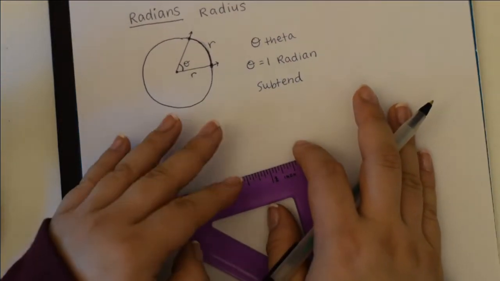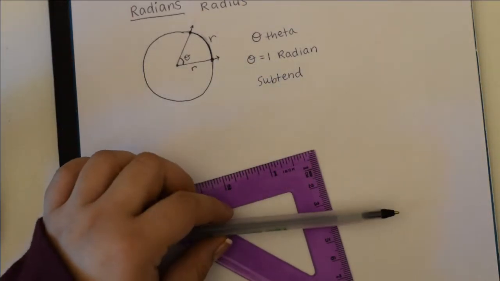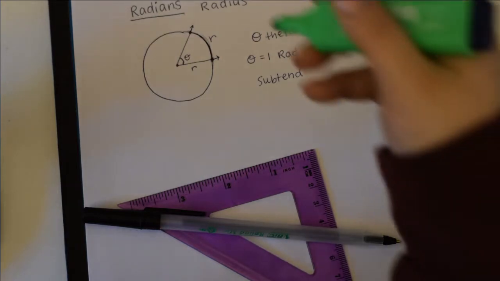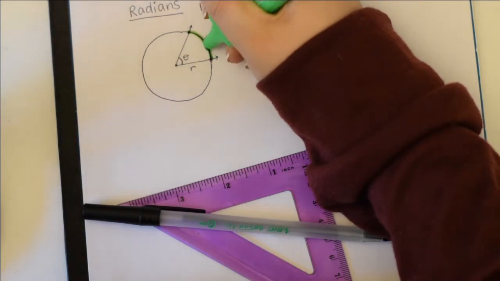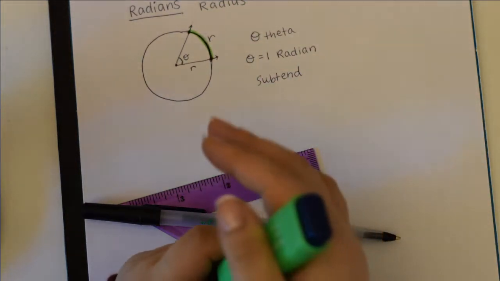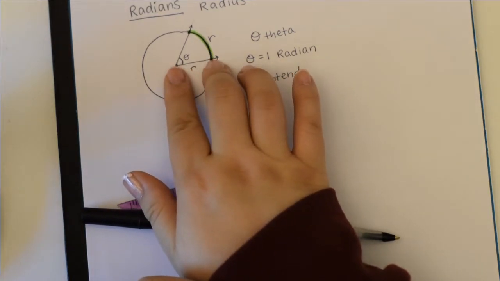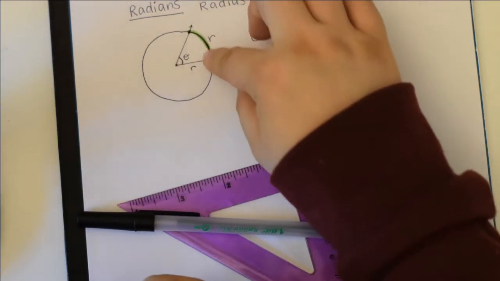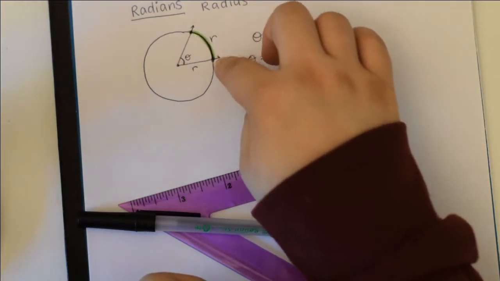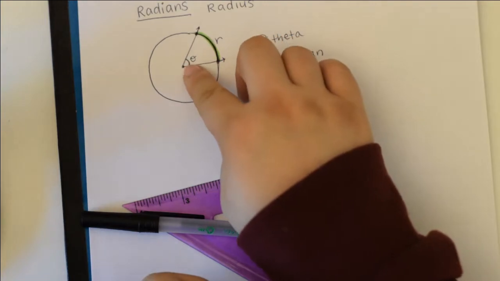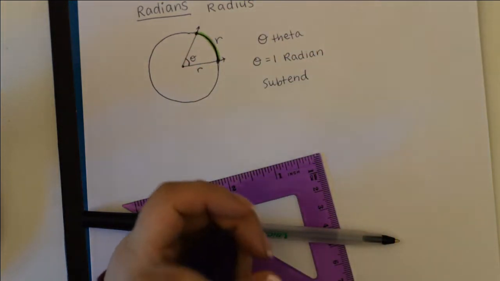Okay, that's just like a mouthful. So the way that I like to think of it is if I trace out a distance of r, which is the radius, along the circle, the angle that gets created from the 2 endpoints there, which is theta, is equal to 1 radian.